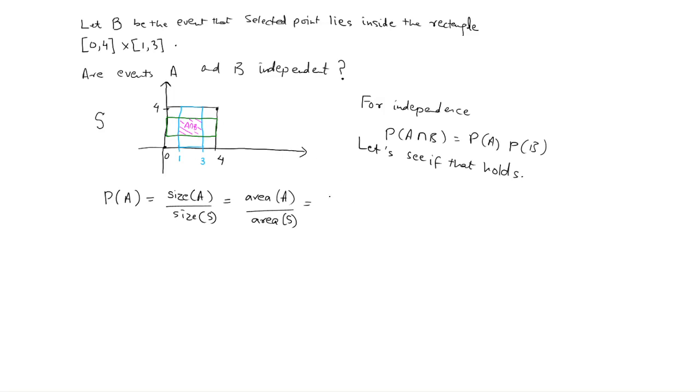So that's, let's do it properly. 3 minus 1 multiplied by 4 minus 0. That's the area of A. And the area of the sample space is 4 minus 0 multiplied by 4 minus 0. So that's 8 by 16, which is half. Okay. What is the probability of B? Are there any questions on probability of A? Or is it clear?